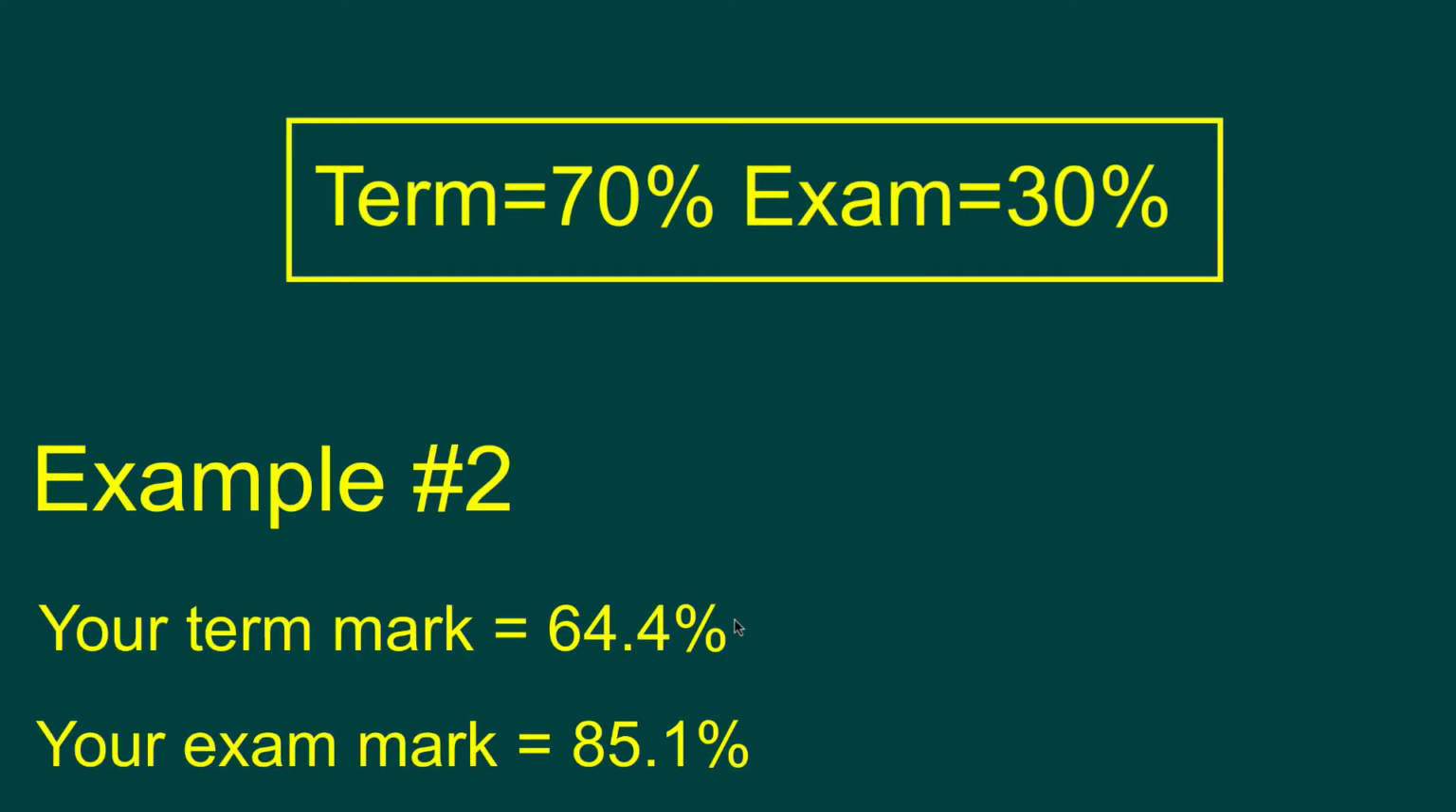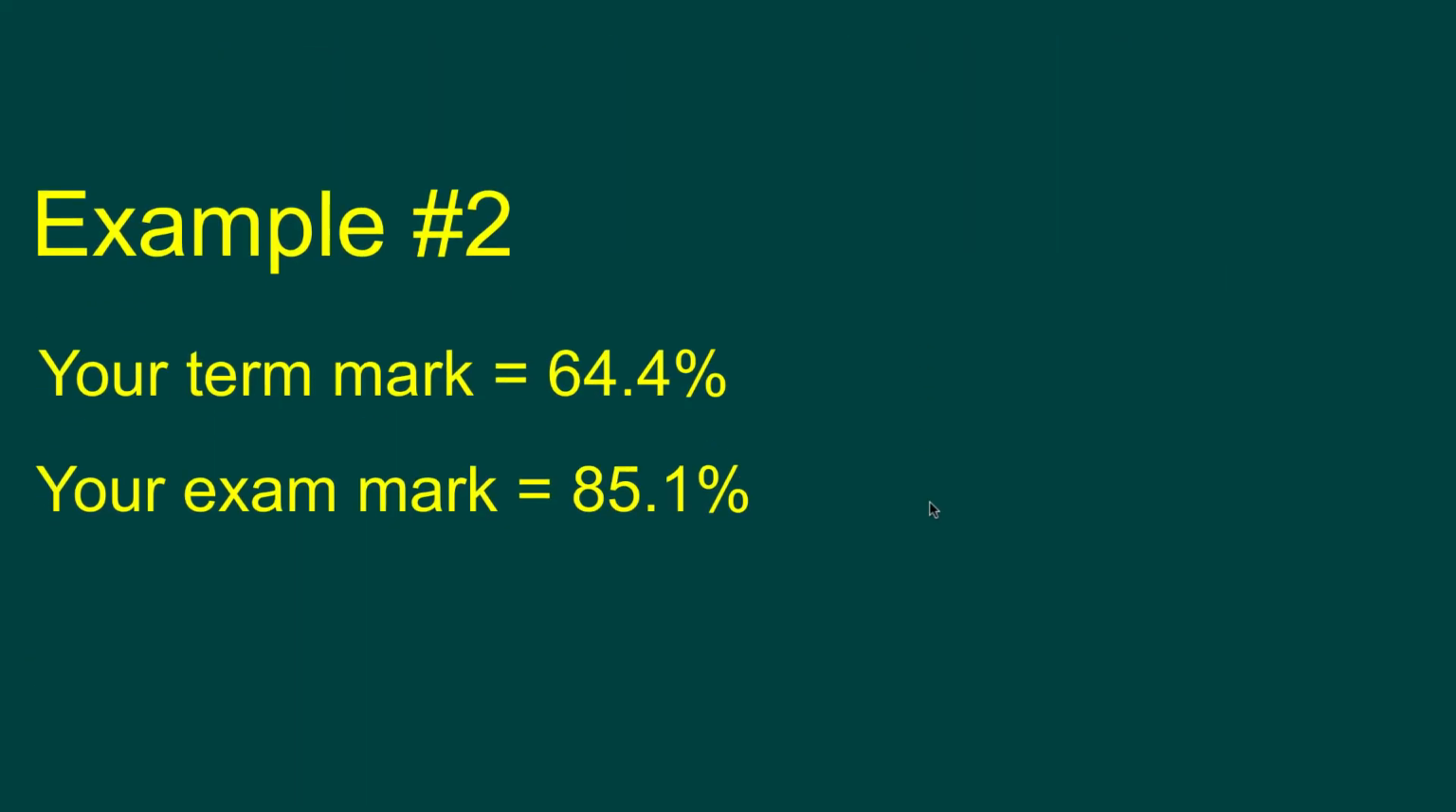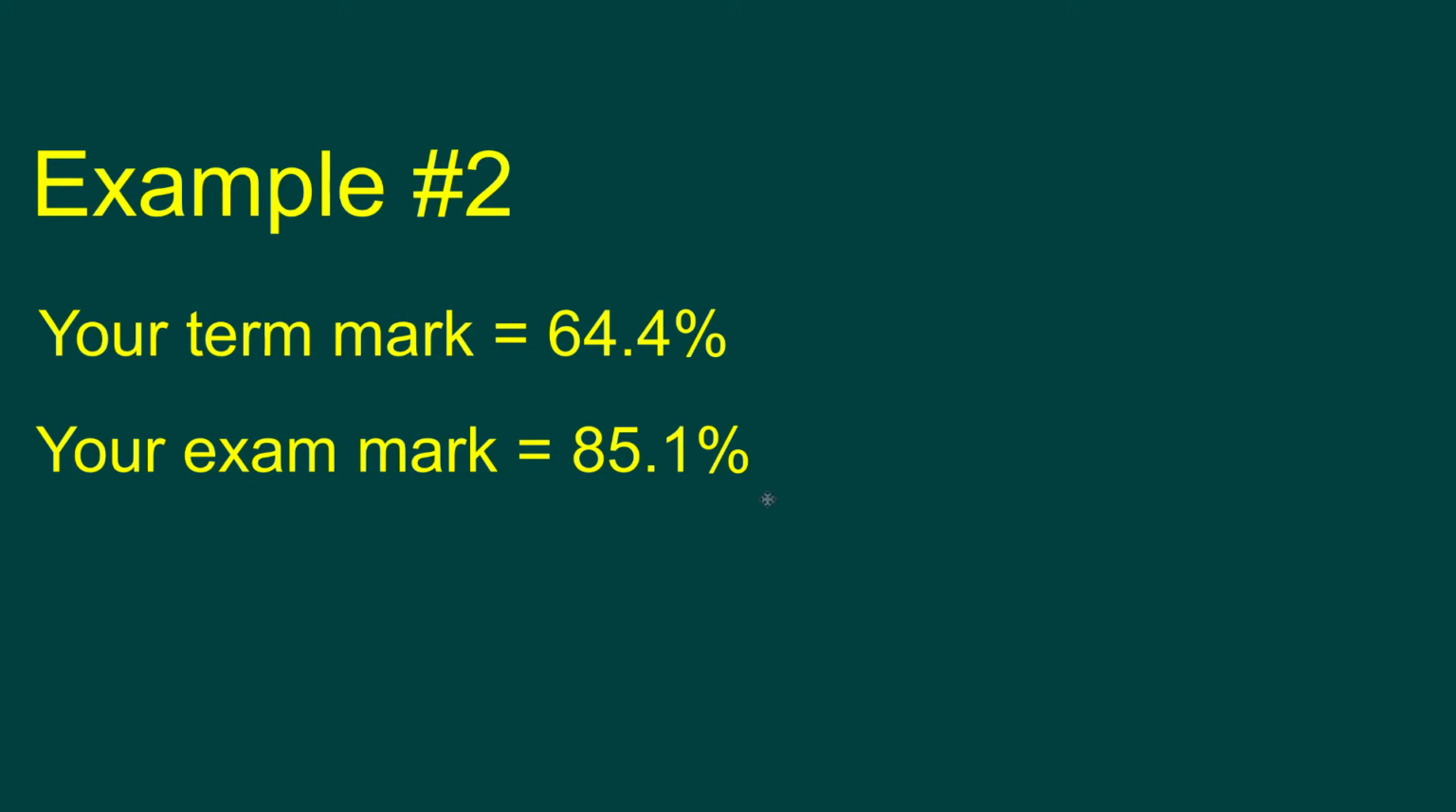Put them together and this person will have an overall mark of 78.04. Example 2. In this case, the student has done quite well on the exam. They had a 64% going in. They got an 85% on the exam. They want to know what their final mark is going to be.